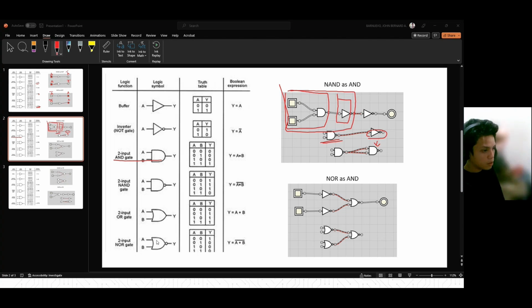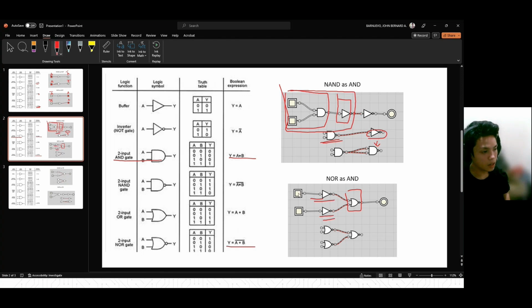So, sa NOR gates, tignan natin yung Boolean expression niya. Then, sa OR naman, pwede nyong tignan yung Boolean expression ng OR. A plus B. So, anong pinagkaiba? Yung input niya ay naka-invert. So, sa Boolean expression lang lagi kayo titingin. So, ang gagawin natin dito ay kuha tayo ng NOR gate. Ito yung NOR gates natin. Then, kada input ng NOR gates na yon is invert natin. Ito yung invert natin yan.